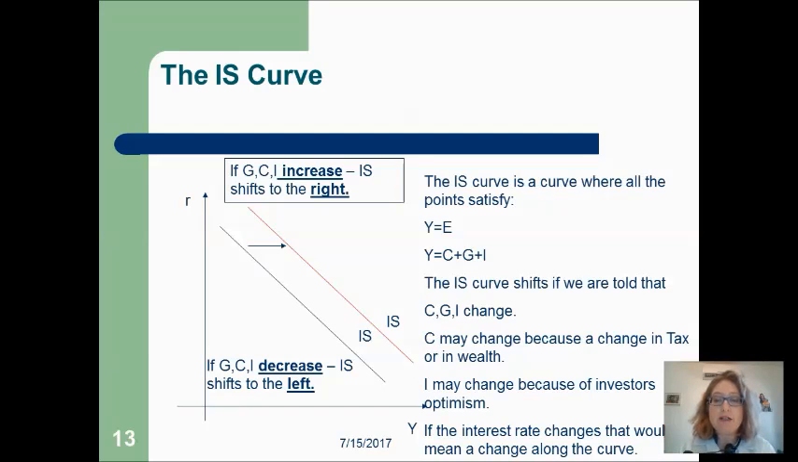The IS curve shifts if we are told that one of these components changes: C, G, and I. C may change because of a change in tax or in wealth. I, investment, may change because of investor optimism, for example. But if the interest rate changes, that would be a change along the curve. So for a lower interest rate, we will have a higher output. Why? Because when the interest rate decreases, investment increases, so the demand is bigger and also the supply is bigger.